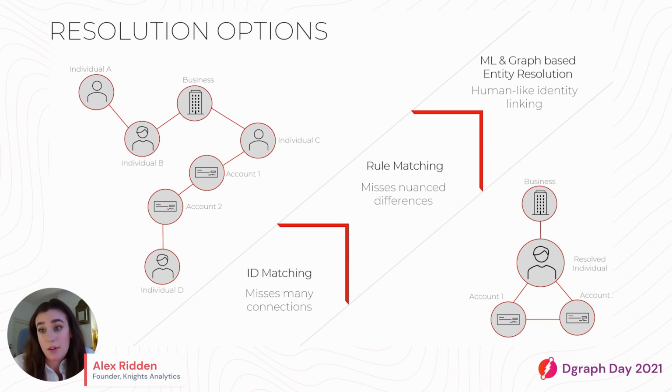And then the most advanced and newest versions of entity resolution combine machine learning and graph-based features in order to be able to determine which entities are likely to be the same.